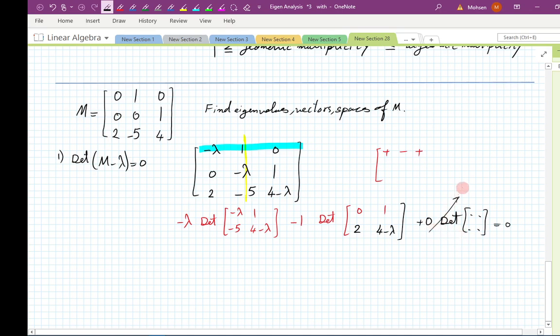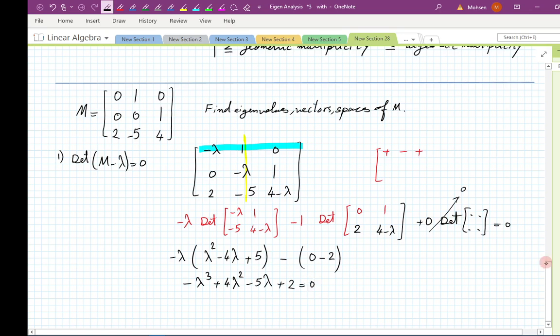So this portion is going to be 0. Now I have minus lambda times the product of these two, which is lambda squared minus 4 lambda. The product of these two, times a minus, becomes plus 5, minus the product of these two is 0. The product of these two and a minus becomes minus 2. So multiplying again, minus lambda cubed plus 4 lambda squared minus 5 lambda and then plus 2 equal to 0.